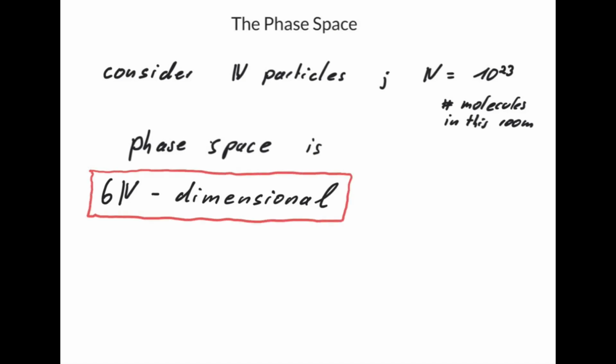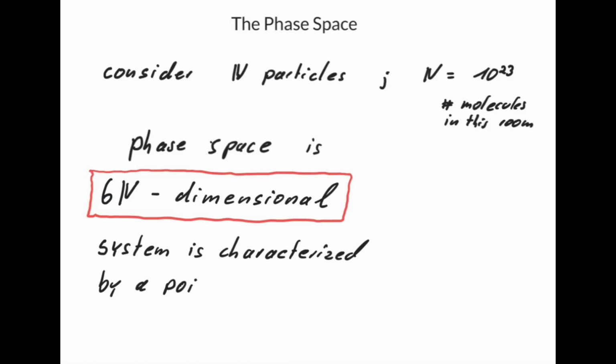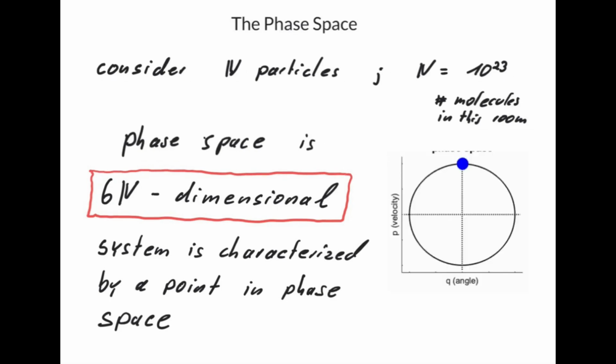Now you see the importance of the phase space description, because a very complex system, even if it's containing 10 to the 23 particles, can be characterized by just a single point in this high-dimensional phase space.